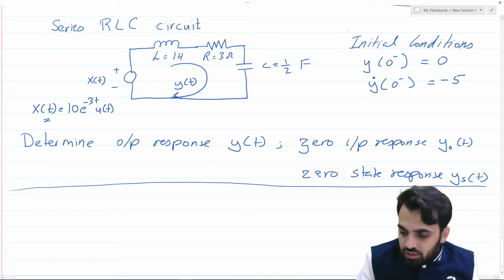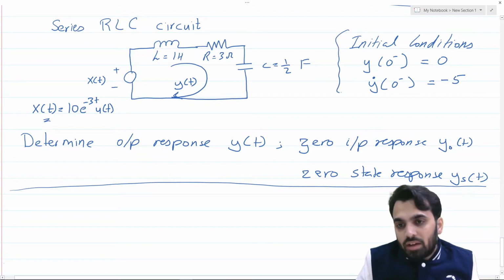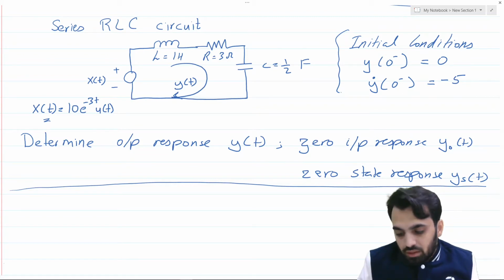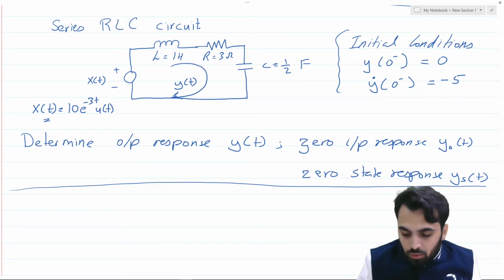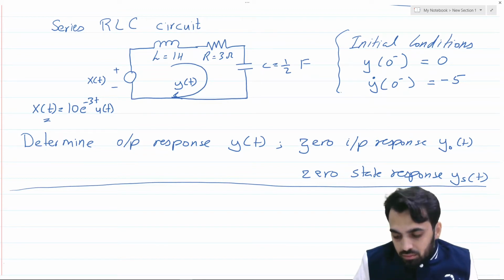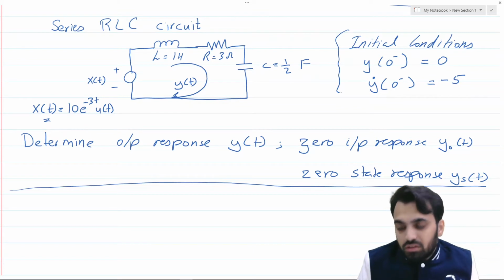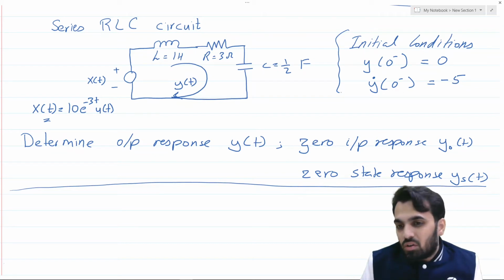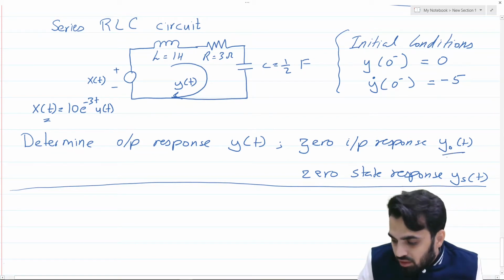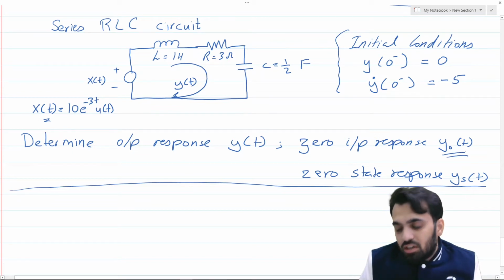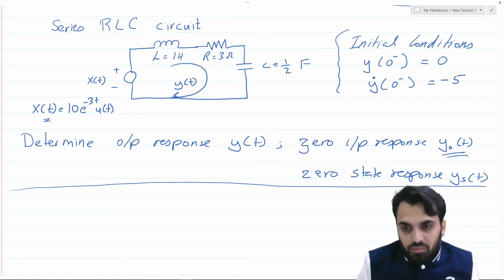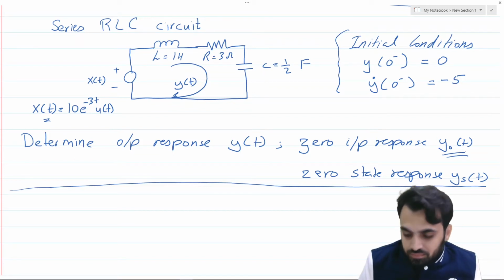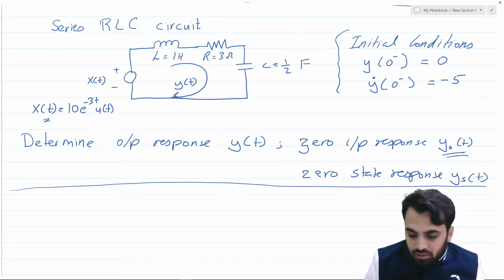So we also have initial conditions, that is y of 0 minus, which is 0 ampere, and the first derivative of it is simply minus 5. So in this video we would be calculating the output response, that is y of t, in terms of the zero input response, which is also called as a transient response, or simply a homogeneous solution, that is y naught of t, and the zero state response, that is ys of t, that is the steady state response or a particular solution. So as a first step, let us write the differential equation by means of KVL.